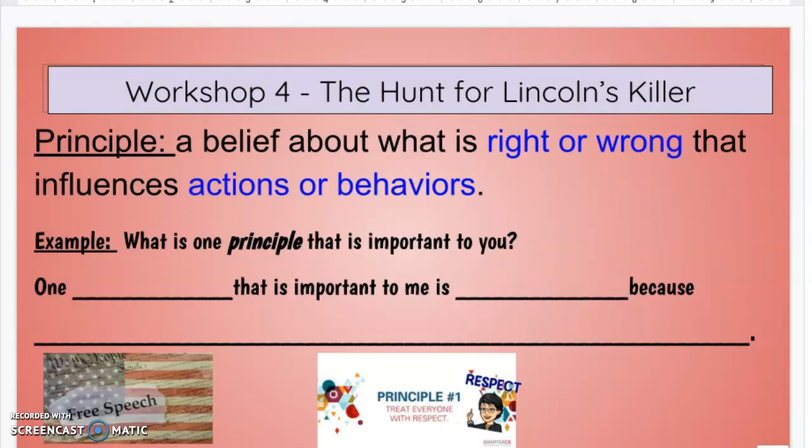Now you'll notice that one of the things that you're going to respond to is what is one principle that is important to you. I tried to put a couple of pictures on this slide. One principle that is important to me is free speech because, and then I will explain why. Or one principle that is important to me is respect, or showing everybody respect. And then you're going to go ahead and explain why you chose that or why you believe that.